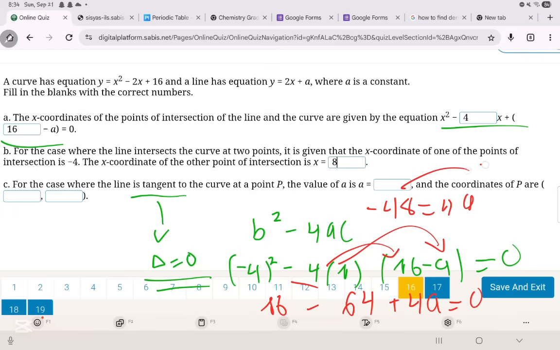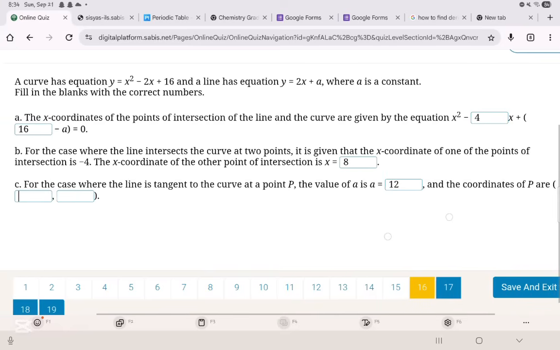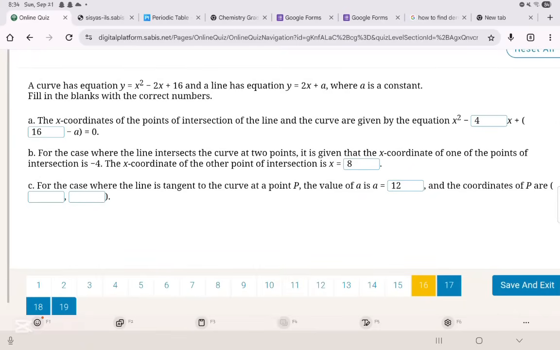Move it to the other side. 4a is equal to 48. That means a is then equal to what? It's equal to 12. Very simply. Now, what are the coordinates of this point? We now have the value of a, which is 12. So how do we find the coordinates of this point?